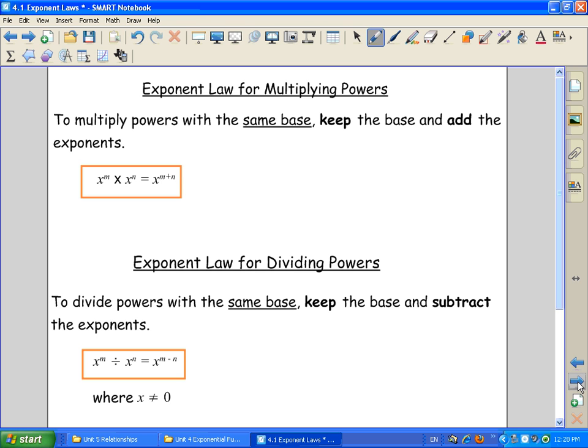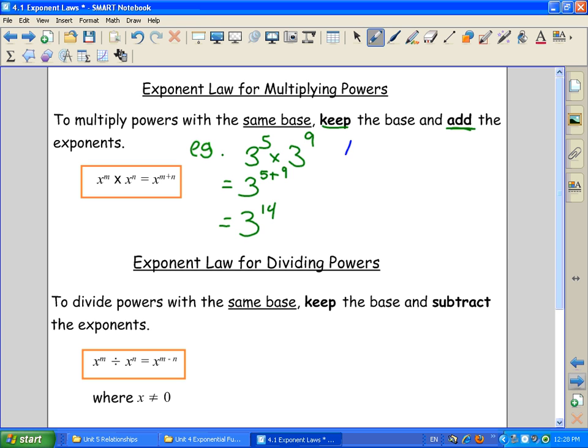All right, the first one is multiplying the powers. To multiply the powers of the same base, you keep the base, and the important thing here is to add the exponents. Here is the law. We'll do a couple examples so you can see what it looks like. If I have 3 to the exponent 5 times 3 to the exponent 9, it's going to equal 3, that's the base, and you're going to add the exponents, so to the power of 5 plus 9, which equals 3 to the power of 14.